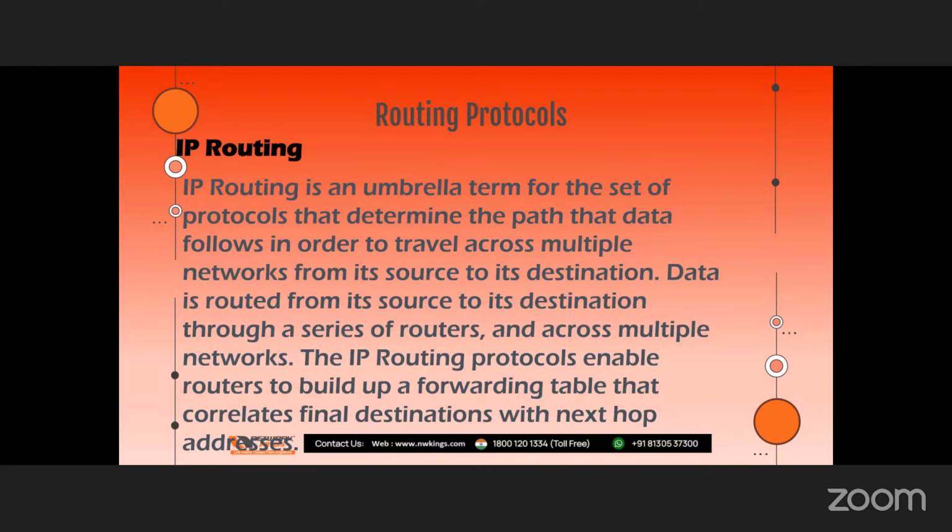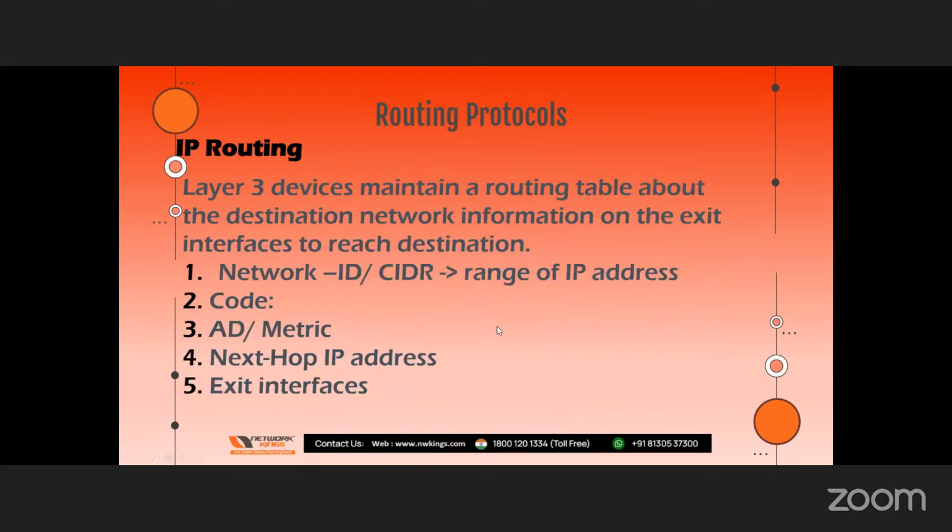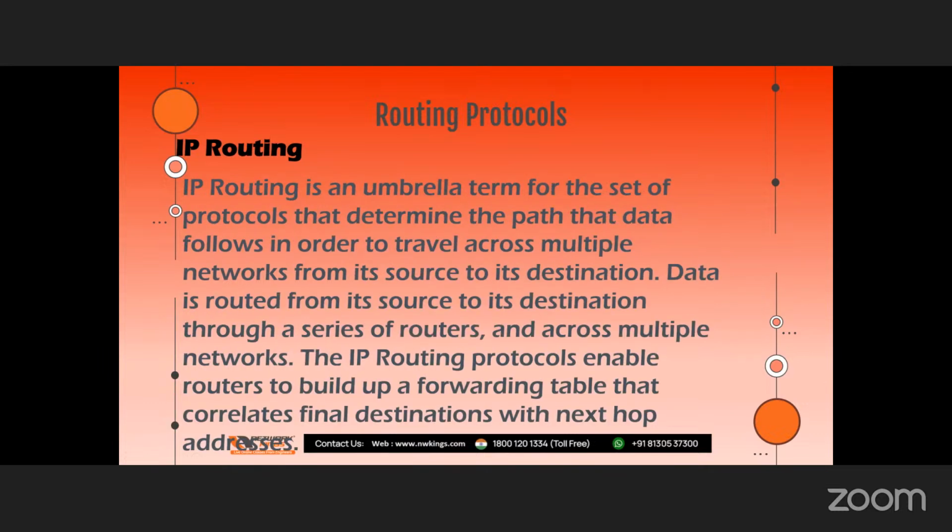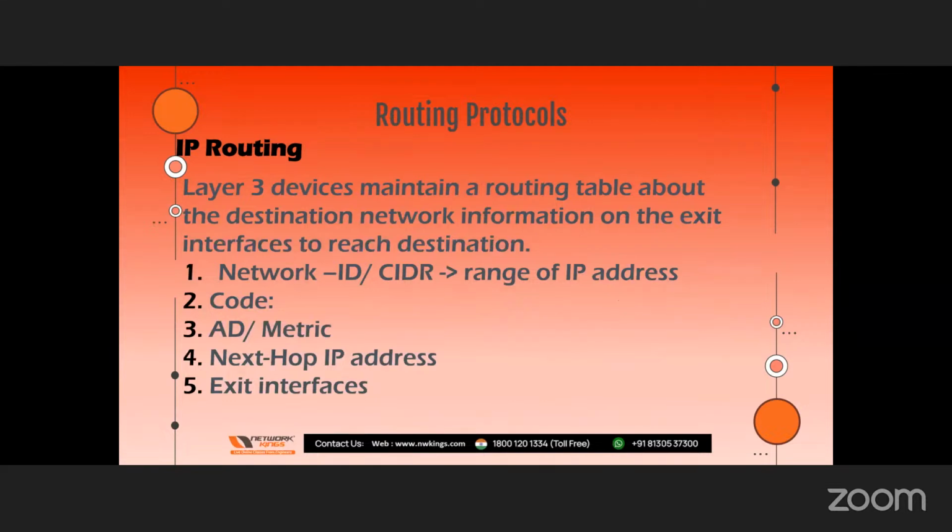How many people are perfect in subnetting? We have discussed L3 routing, how L3 routing happens. In L3 routing, there are 5 key parameters where we need to focus. What is the network ID? And CIDR ranges. Does anyone know about subnetting?